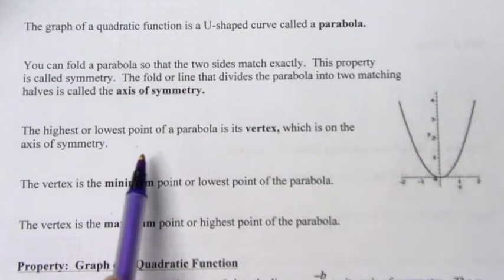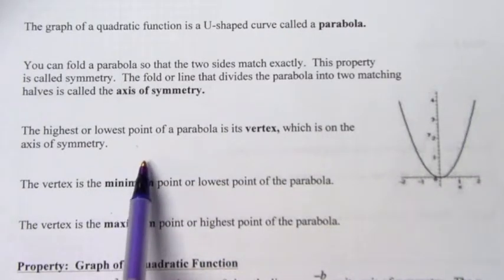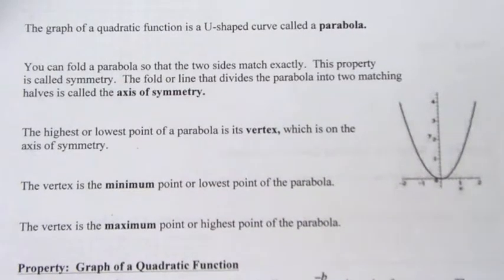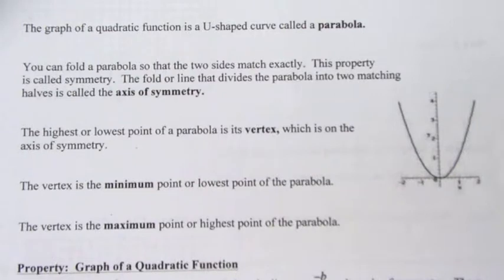The highest or lowest point of a parabola is its vertex, which is on the axis of symmetry. And a vertex can either be a minimum or a maximum. This one, for instance, is a minimum. What would a maximum kind of look like? It'd be like the arch, right? Now we're going to learn how to graph these today, given an equation.